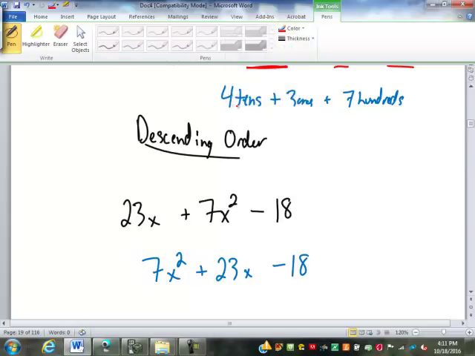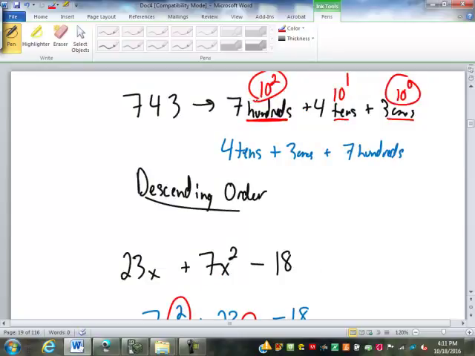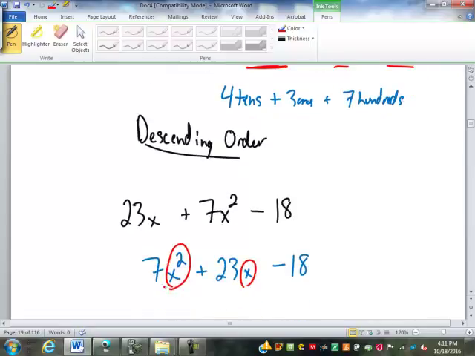And if you recall, we compared these variables to our place values. Up here, it was 10 to the second, 10 to the 1, and 10 to the 0. Here it's x to the second, x to the 1, and x to the 0. There's no x written there, but remember, x to the 0 is just 1.